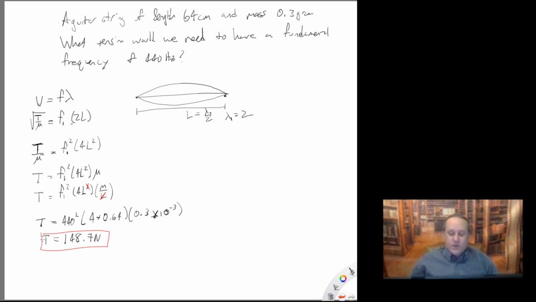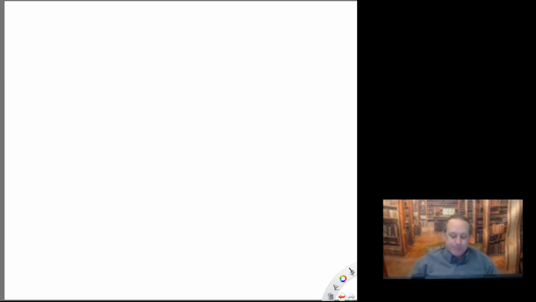Okay, so we could use that if we wanted to find what tension to get the third harmonic to be a certain value and so on. We would just need to determine the wavelength for that particular harmonic, and everything would work the same way. So let's try something a little different. Let's look at waves in a pipe.